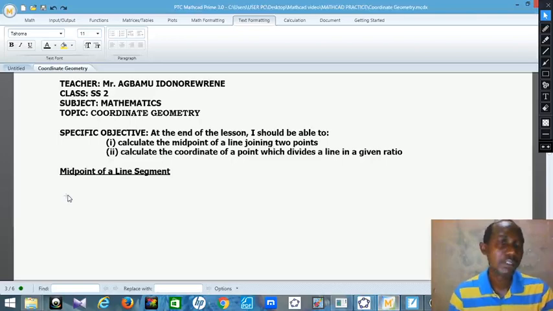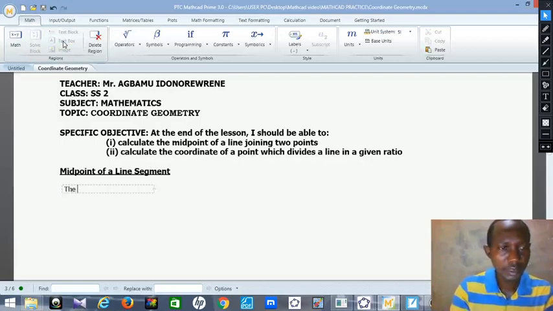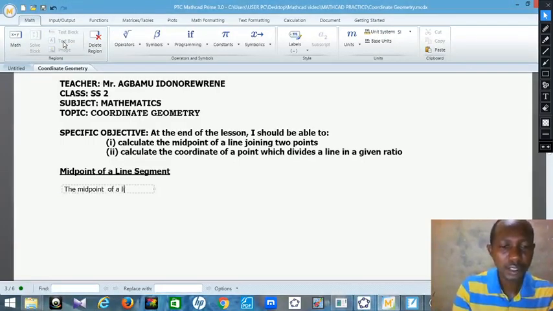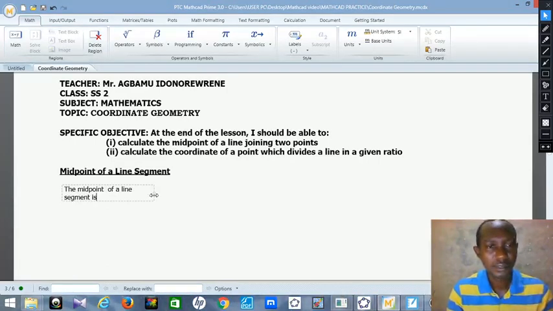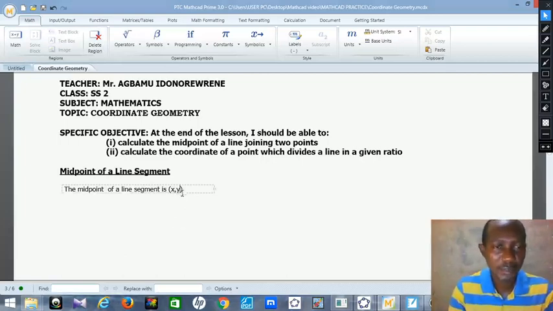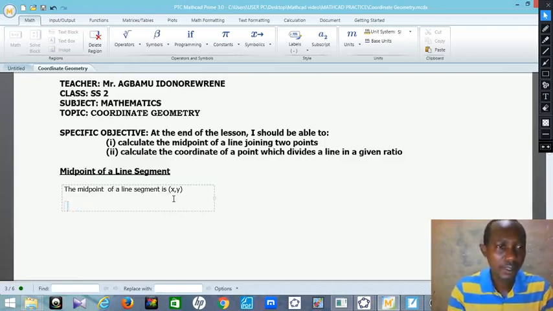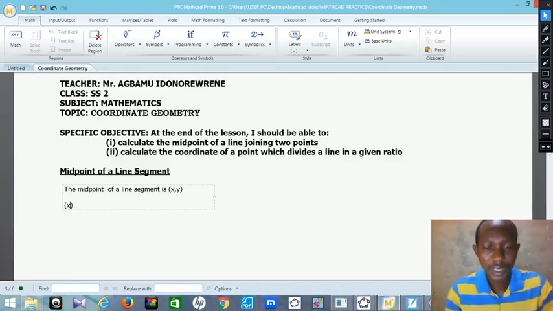So the midpoint of a line segment is gotten from, so all we need to do first is, let's make a statement of it. Let's say the midpoint of a line segment is, so if I take x comma y, let's say x comma y, this is our midpoint. So this is the midpoint, x comma y. So if this is the midpoint, now all I need now is x comma y.